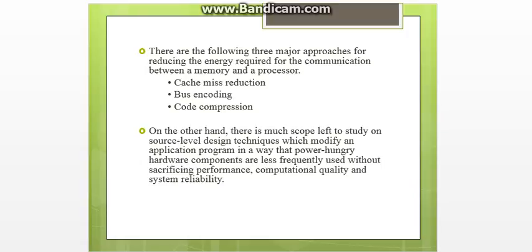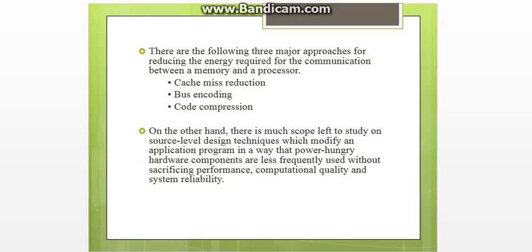There are following three major approaches for reducing the energy required for the communication between a memory and a processor. First is the cache miss reduction. Since cache miss rate is associated with the number of off-chip memory accesses, reducing cache miss rate leads to a reduction of the energy dissipation for the off-chip memory accesses. The most straightforward way for reducing the cache miss rate is to employ larger cache memory on a chip. This technique is based on the fact that while a bigger cache consumes more energy per access, it can reduce the number of cache misses and as a result can reduce the energy consumption for the off-chip accesses.